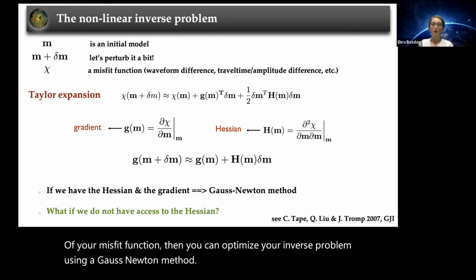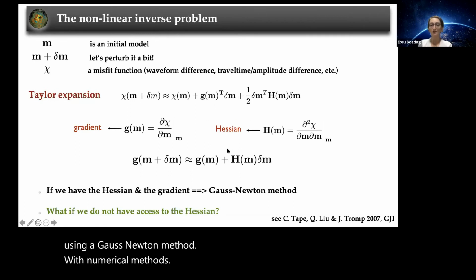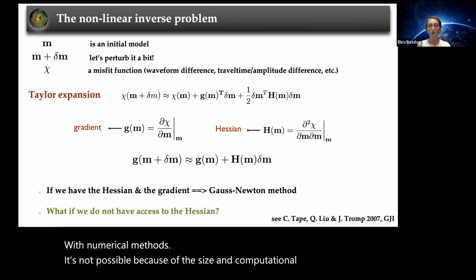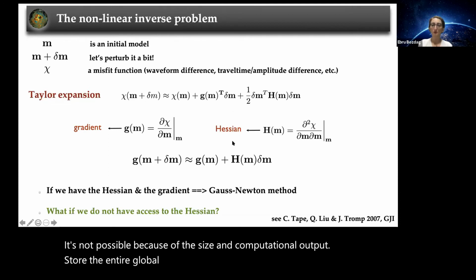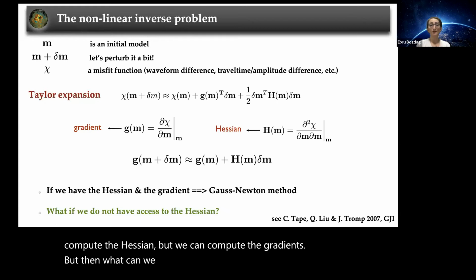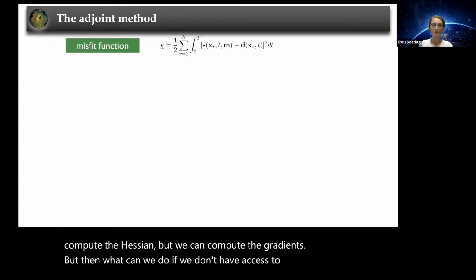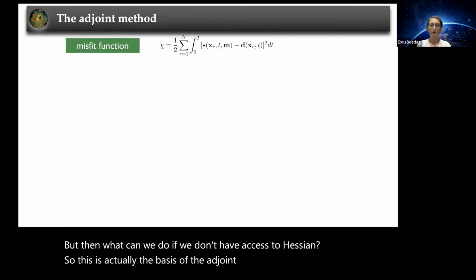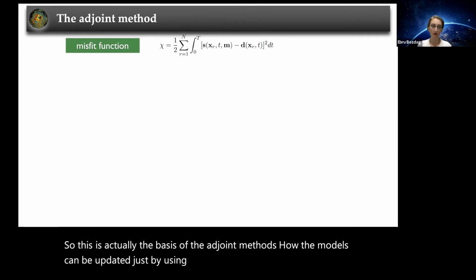However, with numerical methods, because of the size and the computational output, it's not possible to store the entire global wave field. It's not possible right now to compute the Hessian, but we can compute the gradients. But then what can we do if we don't have access to the Hessian? This is actually the basis of the adjoint methods, how the models can be updated just by using the gradient of a misfit function.